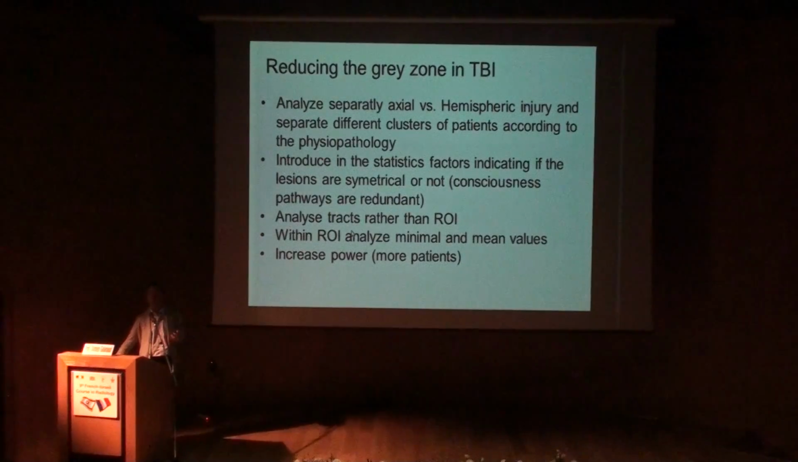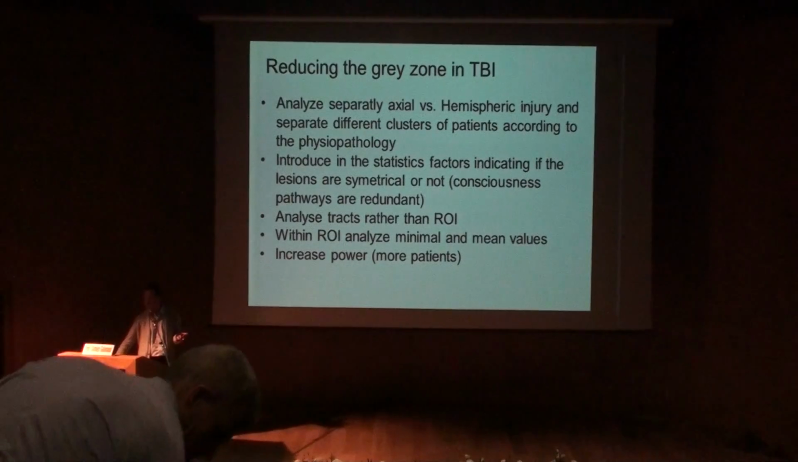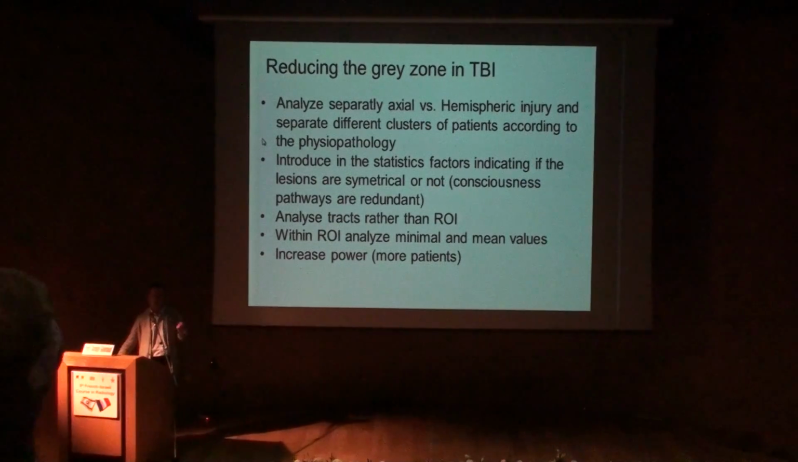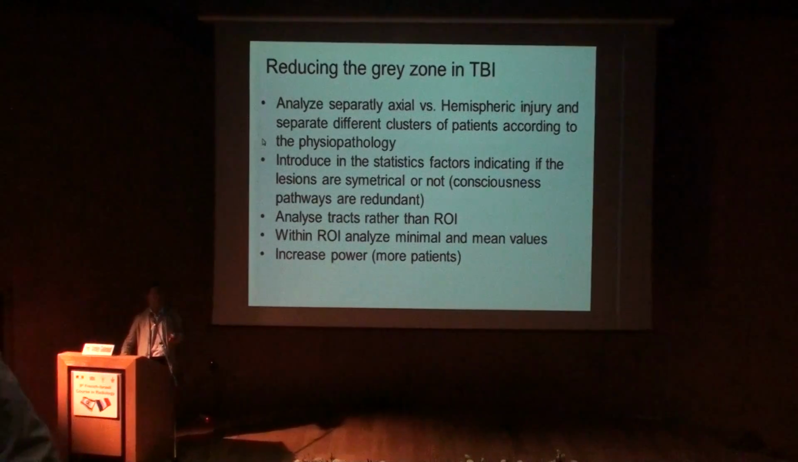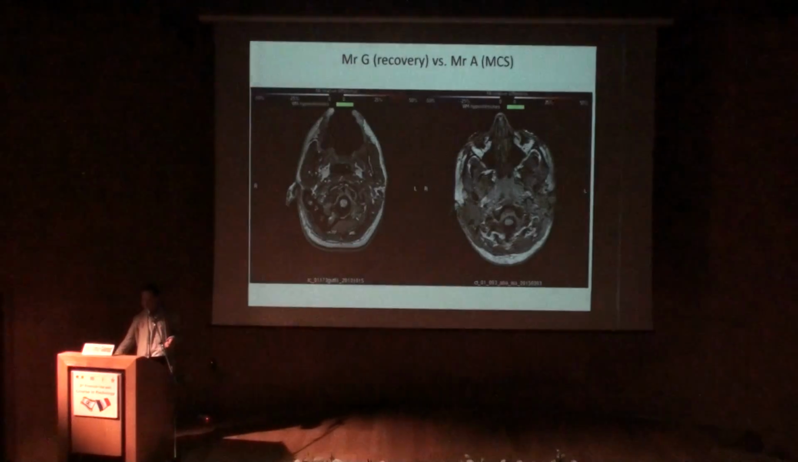Try to introduce a way of determining the symmetry of the lesions. We still have no simple way of doing that. That's a problem. Analyze tracks rather than MRI. I will show you a small study we did with the people from Martinos Center in Boston. And increase power, include more patients. That's going to be part of the solution, but probably not everything.